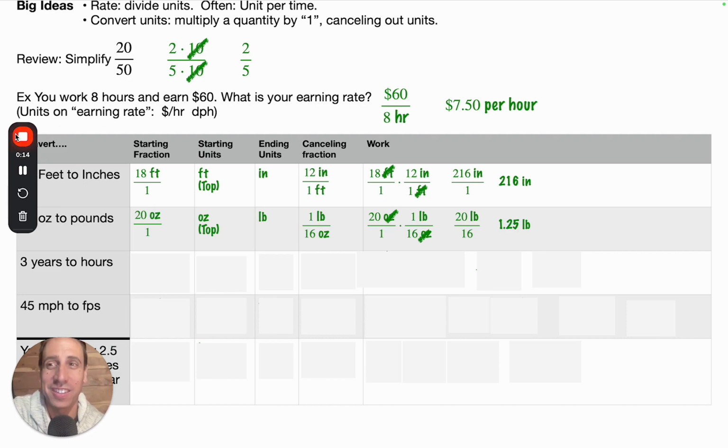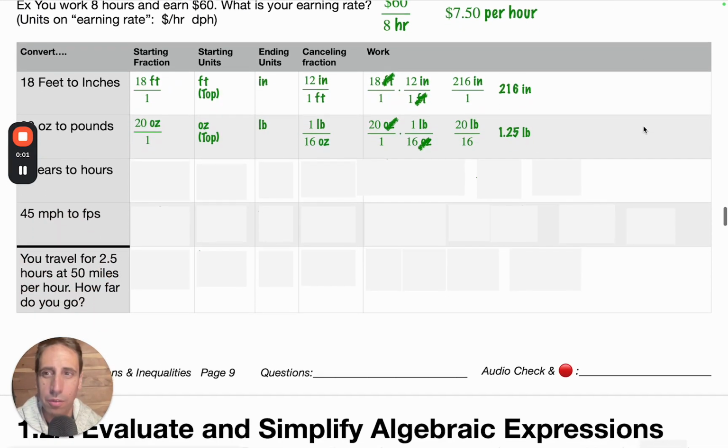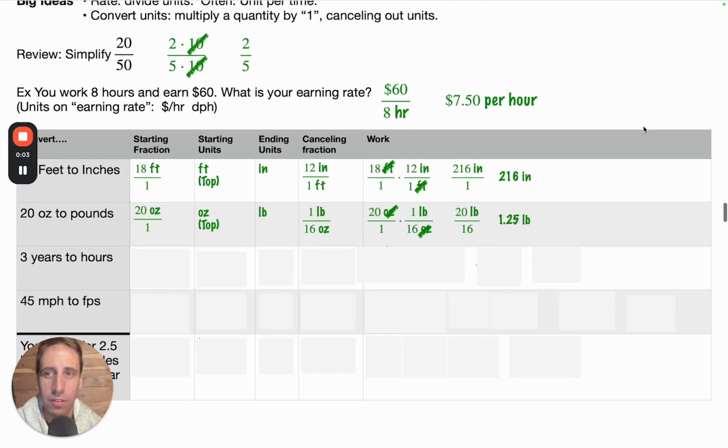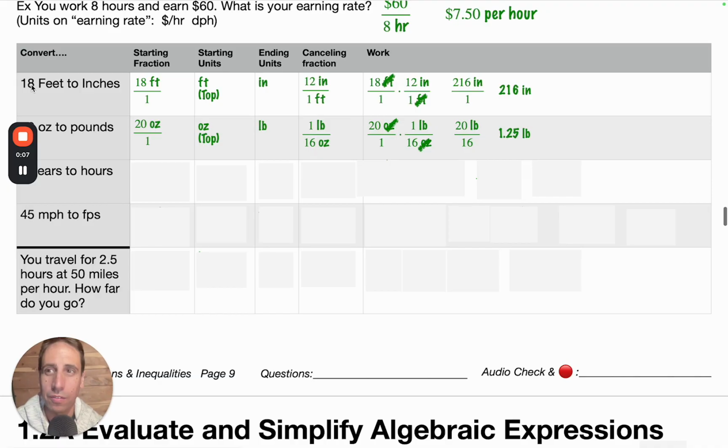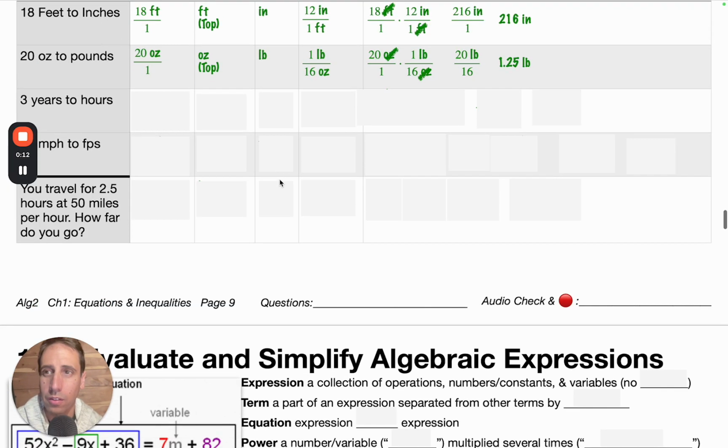That's your audio check. Okay, up until now, you probably had different ways of doing these kinds of problems, like converting 18 feet to inches. You might have just thought to multiply 18 times 12, but it's going to get a bit more complicated. So, for example, 3 years to hours, you might be like, how am I supposed to do that?